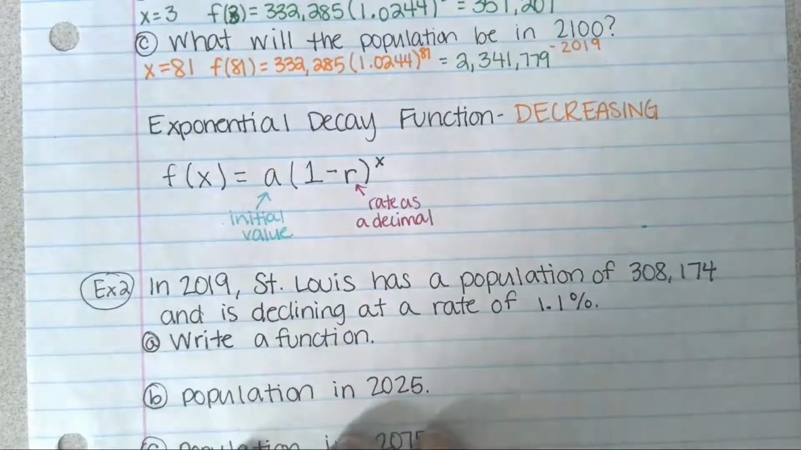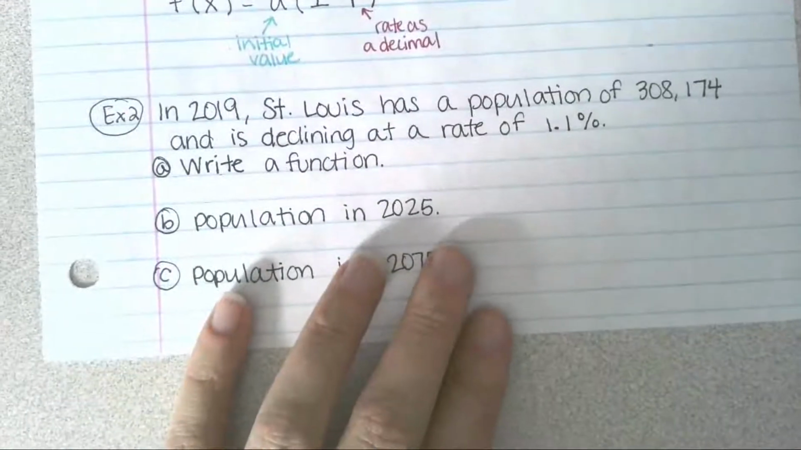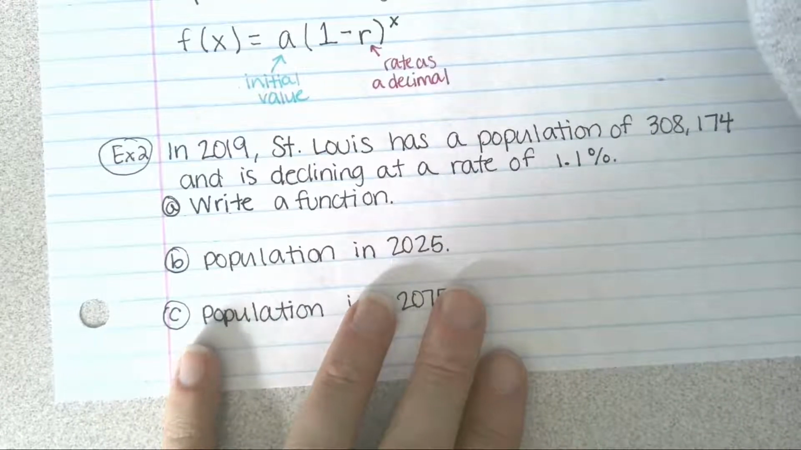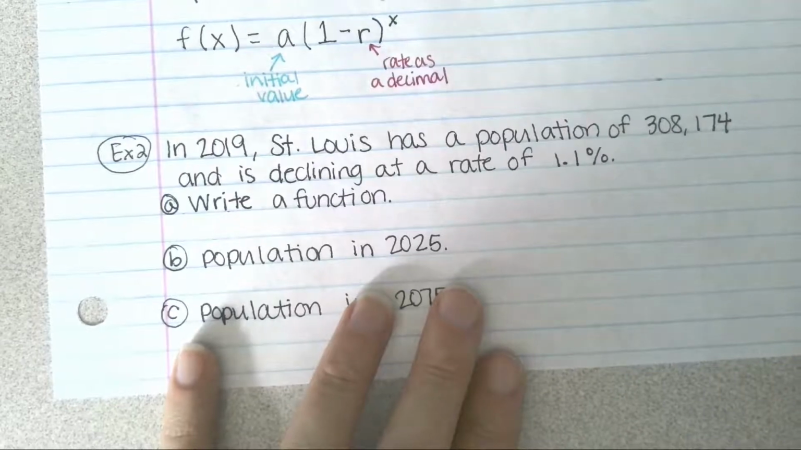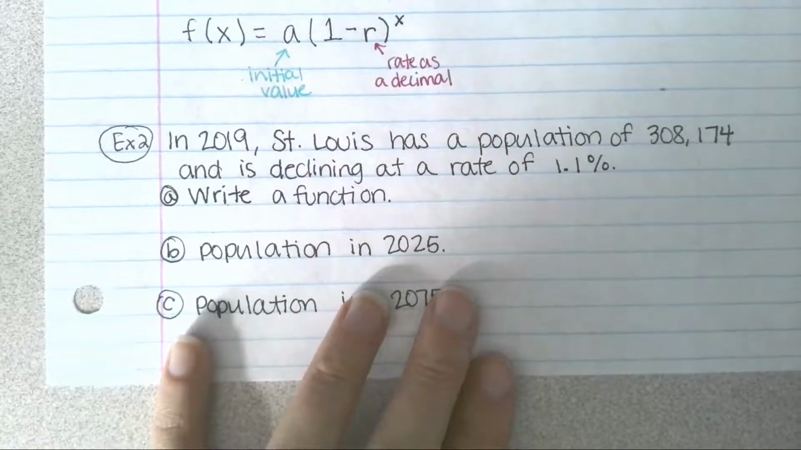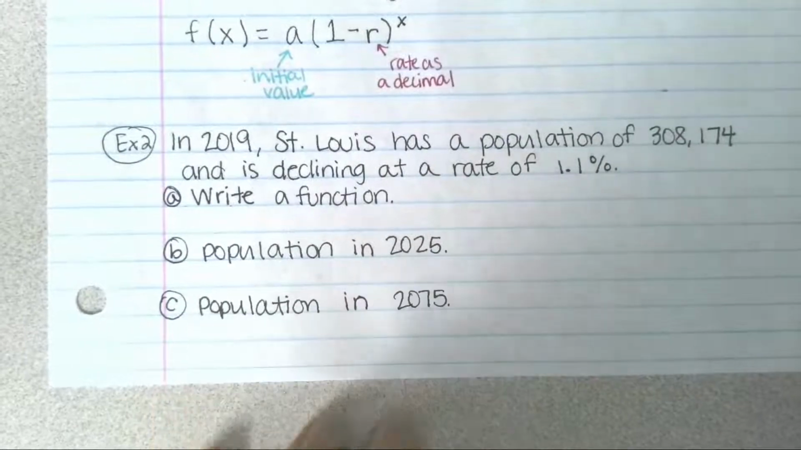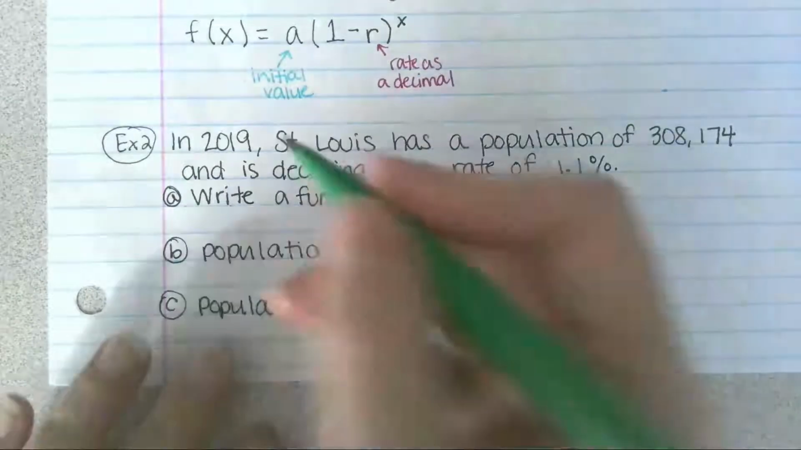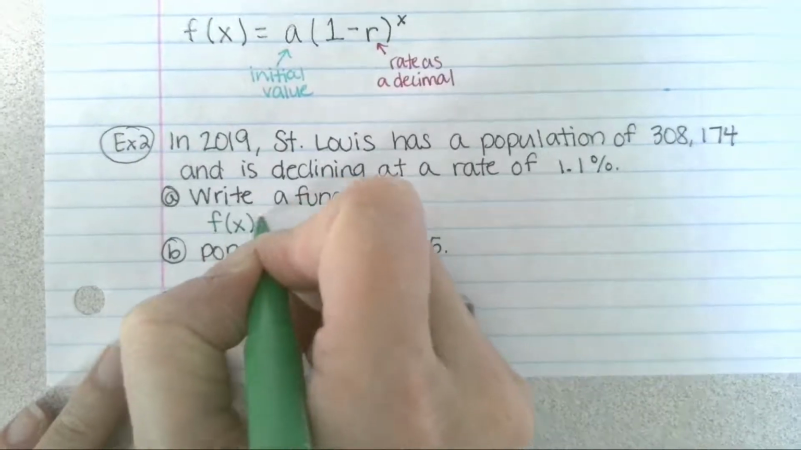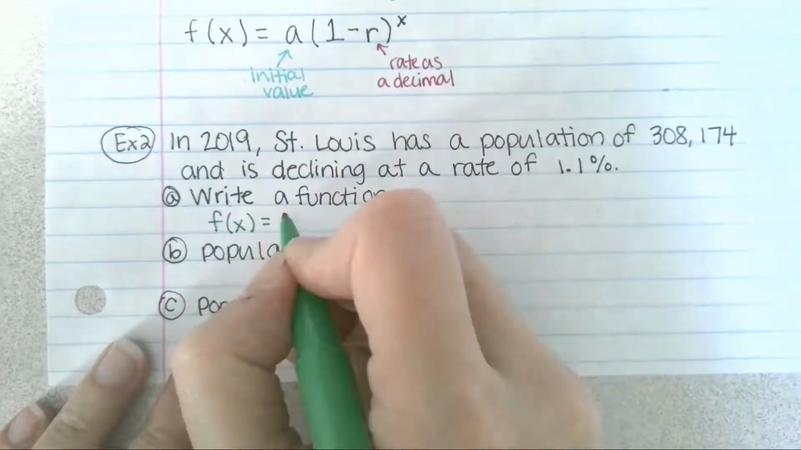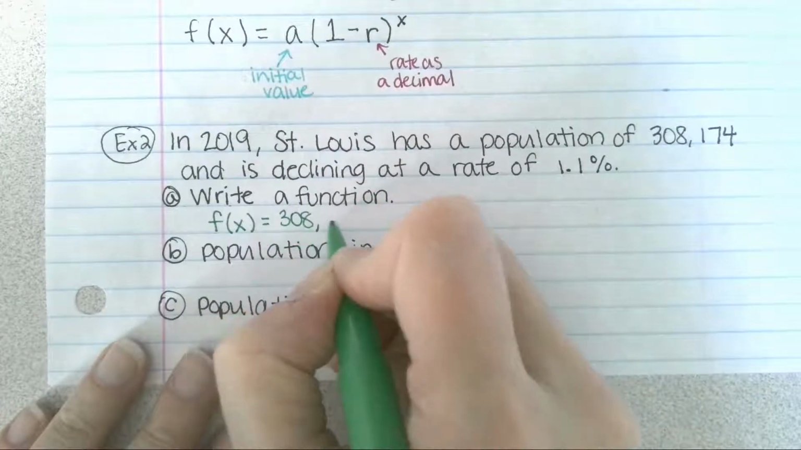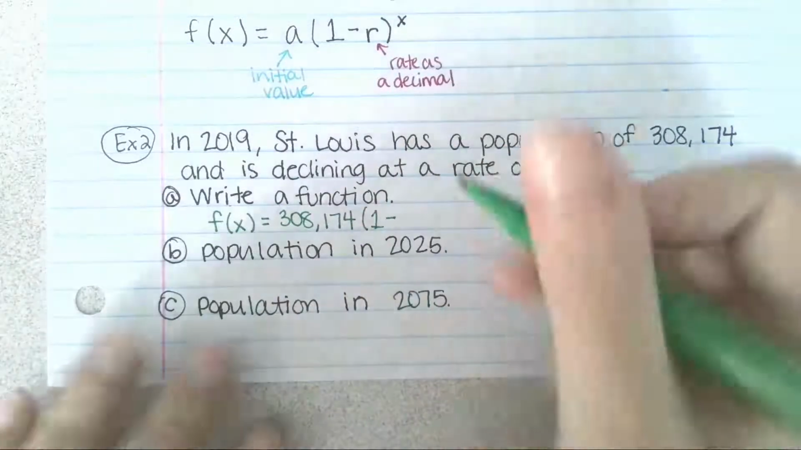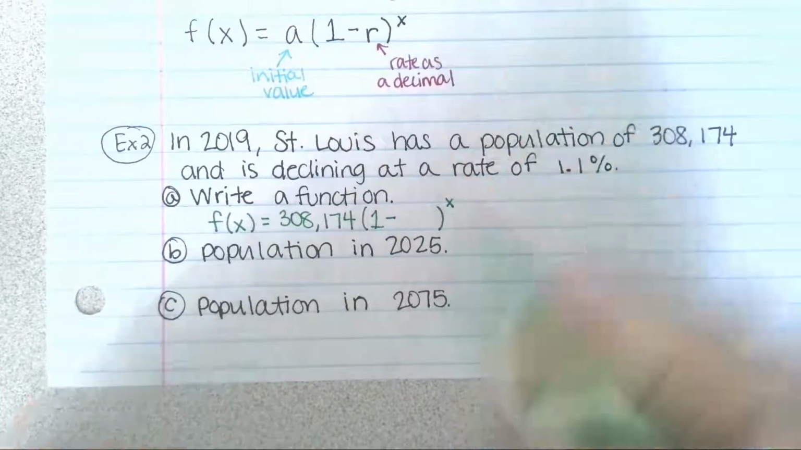All right, let's take a look at our example problem. So in 2019, St. Louis has a population of 308,174 and is declining at a rate of 1.1%. So first thing we're going to do is write our function. So we have f of x equals our initial value, our starting population, 308,174, parentheses, 1 minus our rate to the x power.